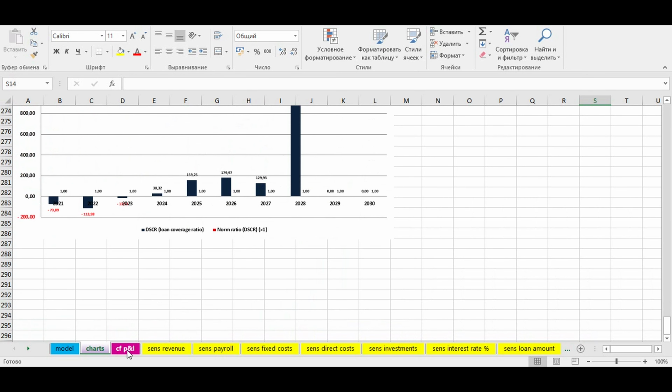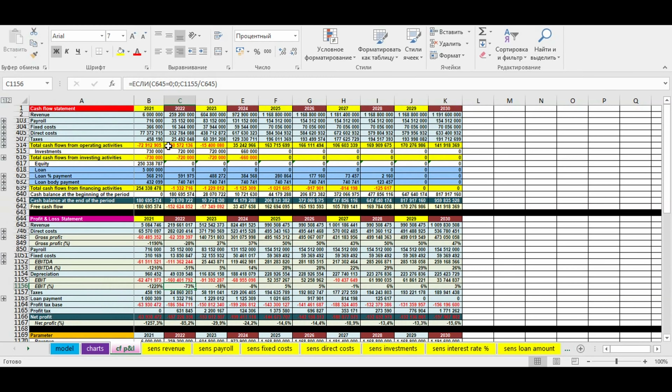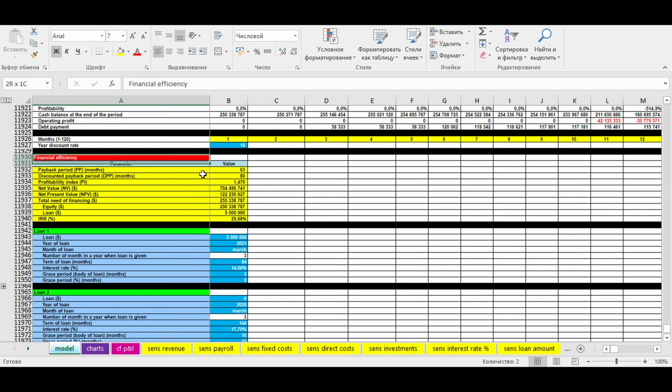On the next Excel sheet, we have gathered yearly consolidated cash flow statement, profit loss statement, and main financial results of your business idea. Finally, we see the financial efficiency of your delivery business idea. Is this model stable? What will happen to your business if revenue decreases or expenses rise? Now it's time to apply sensitivity analysis.